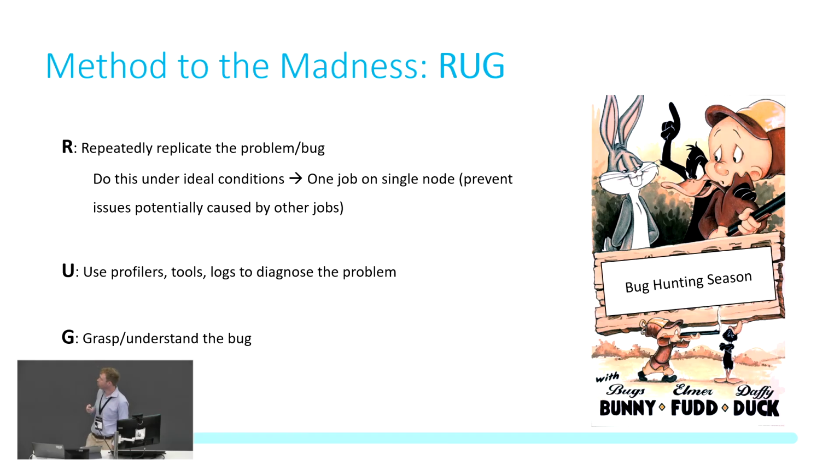But what I've got to diagnose the method behind the madness is the RUG method. It's an acronym: R is to repeatedly replicate the problem, so get that bug replicated so that you can see what's going on. U is to use profilers, tools, and anything else you can to try to diagnose the problem. And G is to grasp and understand what the bug is, so that it doesn't come up again.